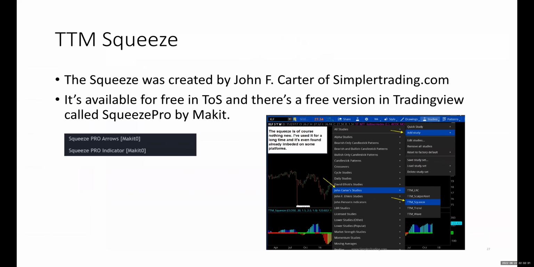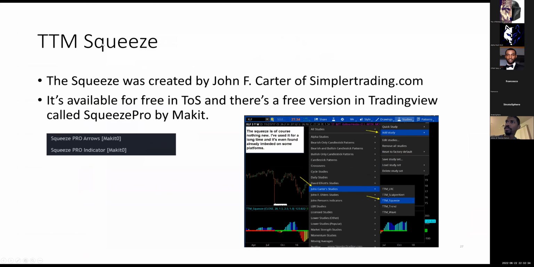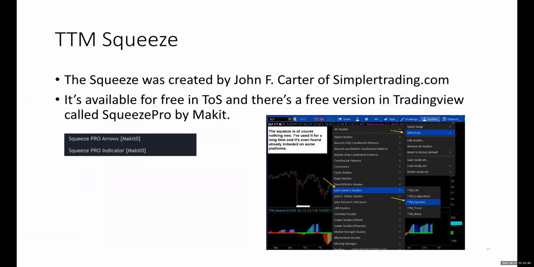So the TTM Squeeze is an indicator that was created by John Carter of Simpler Trading. For those of you that haven't heard of John Carter, he's been around for quite a while. He runs simplertrading.com. He wrote the book Mastering the Trade, which if you haven't read as a trader, I highly recommend that you do so. He made, I want to say, $18 million last year off of a $1.2 million portfolio. So he's been around for a while. He knows what he's doing. He's created a whole bunch of indicators, so we'll just focus on the squeeze for tonight.